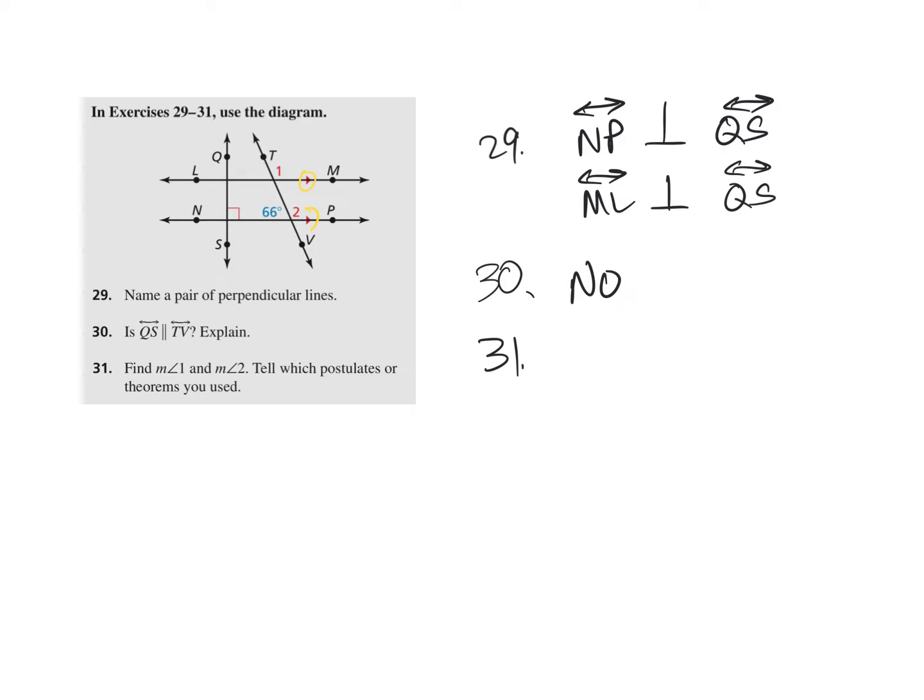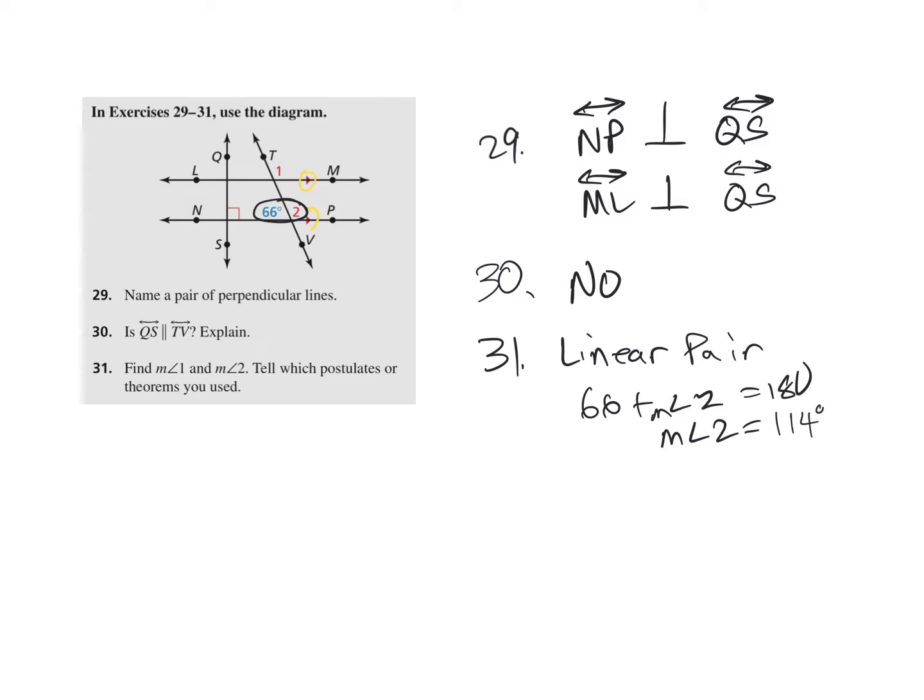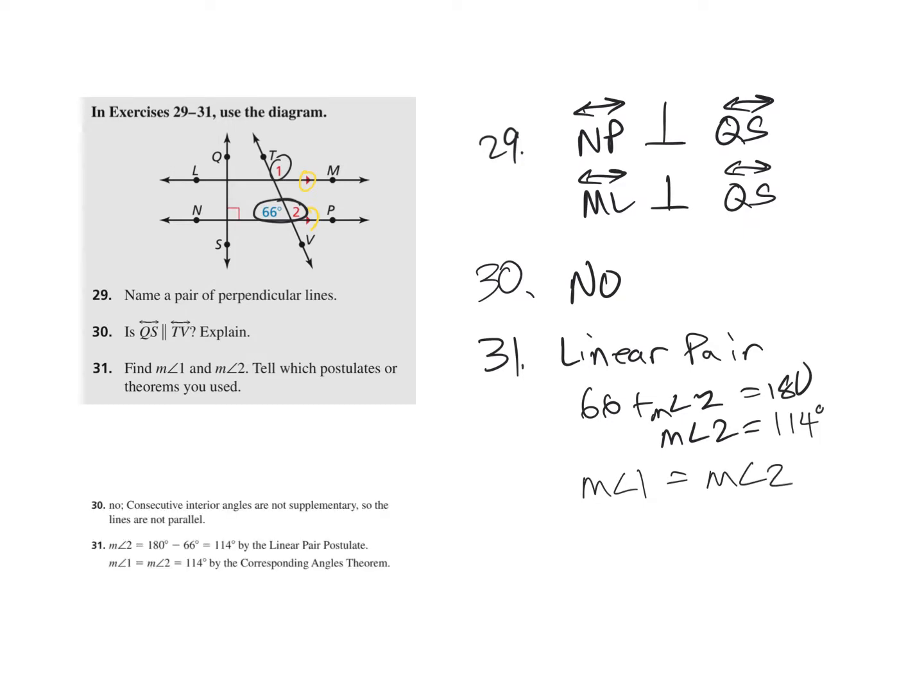All right, so angle 2 and 66 degrees are a linear pair. And so they add up to 180 degrees. So 66 plus the measure of angle 2 equals 180. Subtract the 66, so the measure of angle 2 is equal to 114 degrees. And angle 1 and angle 2 are corresponding. So the measure of angle 1 is equal to the measure of angle 2. So they're both 114 degrees.